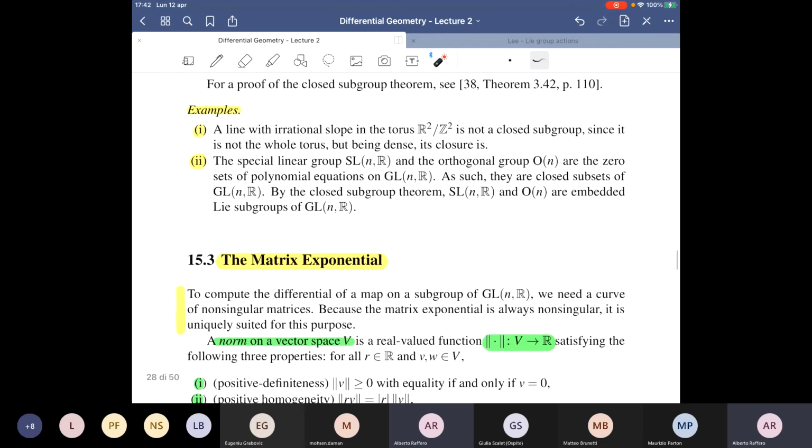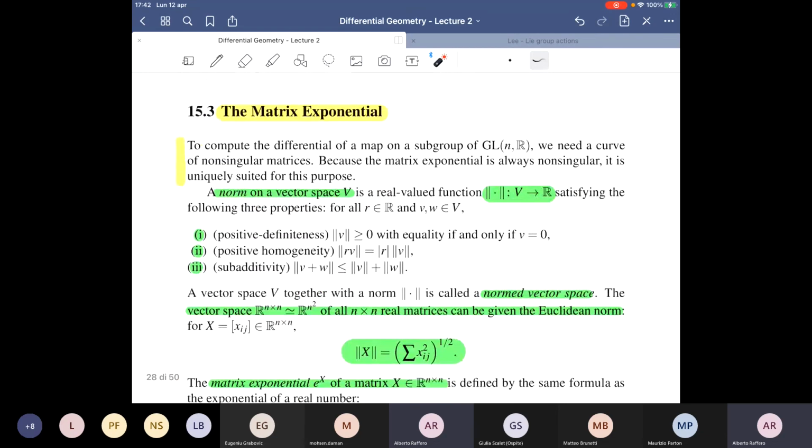Now, there is this part that deals with the matrix exponential. And it has a lot to do with analysis and functional analysis, because it involves normed vector spaces, and it involves a series of matrices in this case. So let's recall the definitions and properties that are useful for us, because the final aim of this section is explained in these first lines.